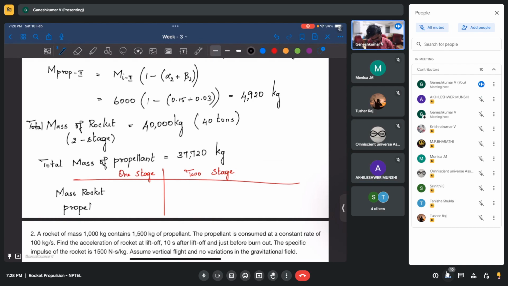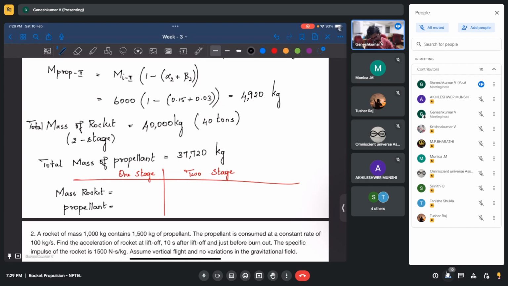So what you can do is continue this for, let's say, three stages, four stages, five stages. Maybe you can write a simple MATLAB or Python program and find out the optimal point, at what point it plateaus, or even increases after a certain stage, where the mass of the rocket and the propellant keeps increasing.